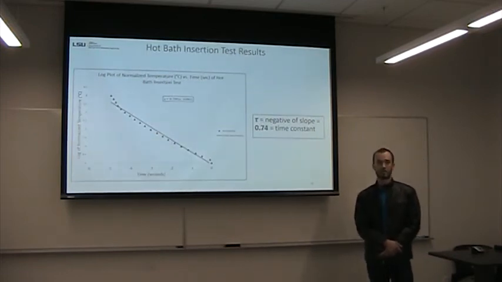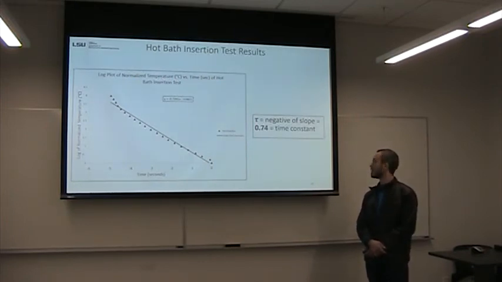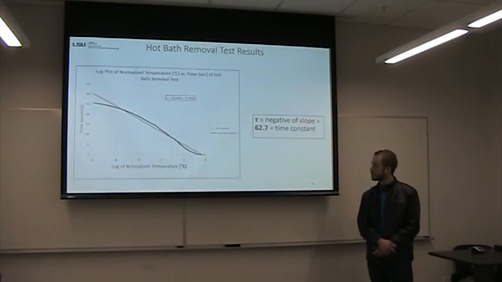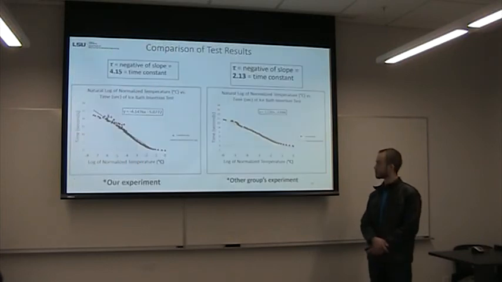Looking at the data from the other group who performed the hot bath insertion test, plotting the time against the natural log of the normalized temperature again, they got a time constant of about 0.74 seconds for the insertion test. For their removal test, they got a much higher time constant of about 63, which is consistent with the data that we got as well.